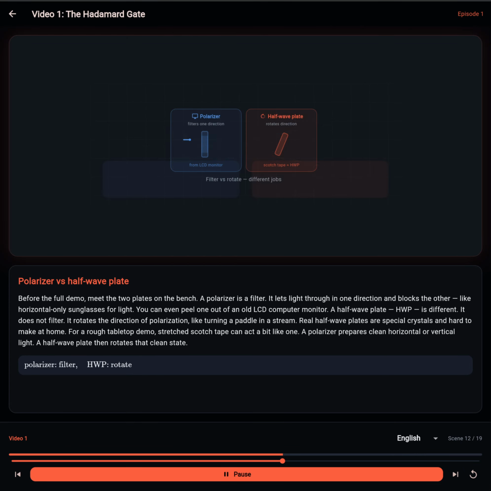Before the full demo, meet the two plates on the bench. A polarizer is a filter. It lets light through in one direction and blocks the other, like horizontal-only sunglasses for light. You can even peel one out of an old LCD computer monitor.